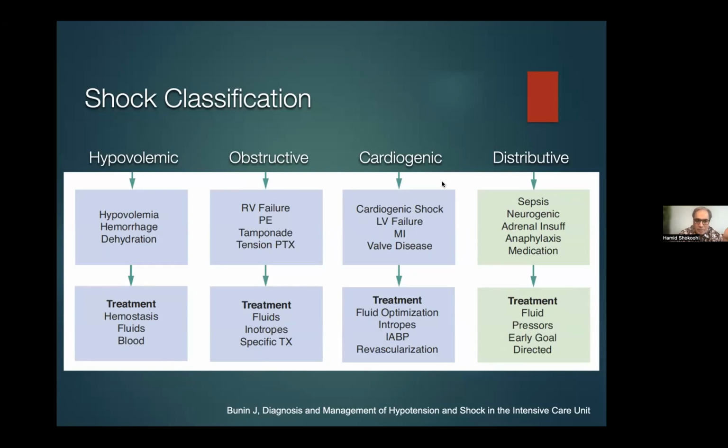One is hypovolemia, where typically we go with cases of hemorrhage and cases of dehydration. So you are giving fluid, you give blood, and then we go from there. Obstructive: you have RV failure, pulmonary embolism, tamponade, and tension pneumothorax. All that treatment is different. Then cardiogenic and distributive. Distributive is mostly sepsis on top, and you have cases of neurogenic and cases of anaphylaxis. Those are the main ones that we have in distributive shock.